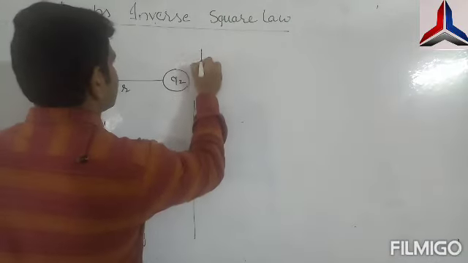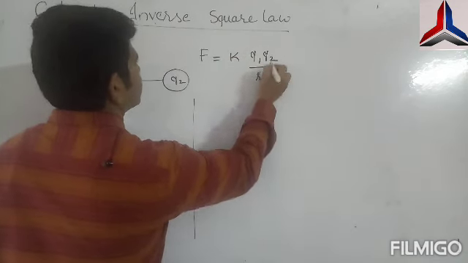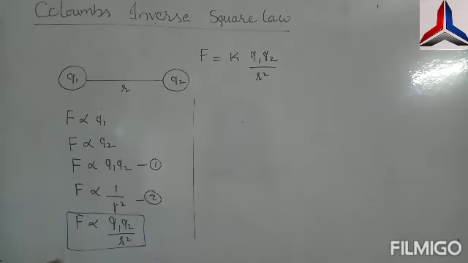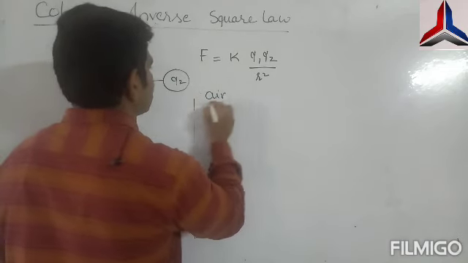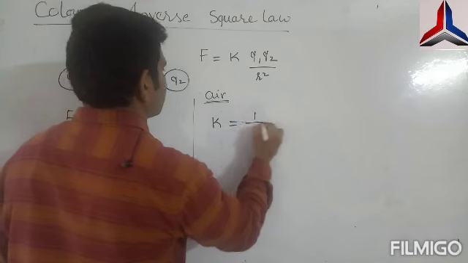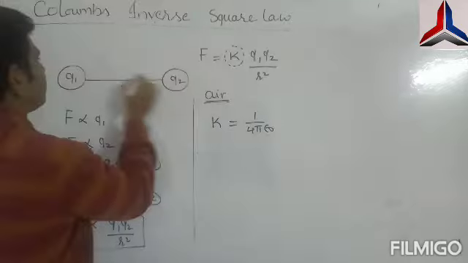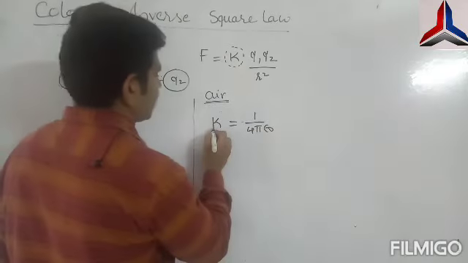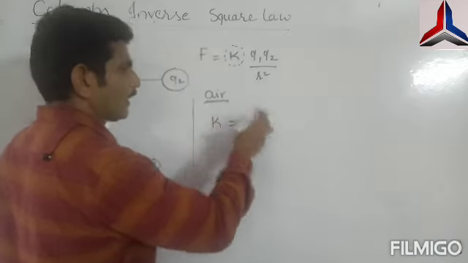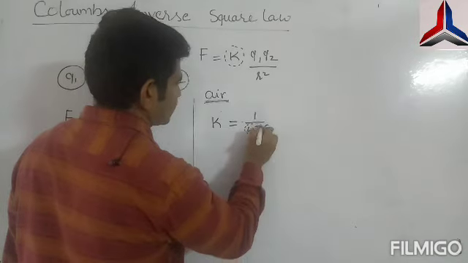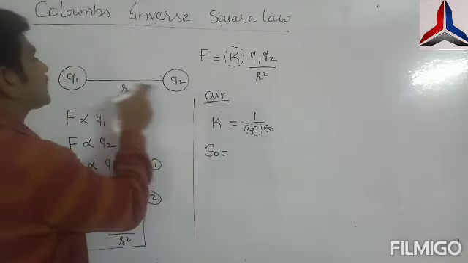So you can take an equation, F is equal to K Q1 Q2 by R square. This K is a constant, and it varies from one medium to another medium. Suppose these two charges are separated in air, that K can be taken as 1 by 4 pi epsilon naught. This value depends upon what kind of medium is in between them. For practical solving purposes we take this. 4 pi is a constant, it doesn't tell any nature. Epsilon naught is the nature of the medium in between them.